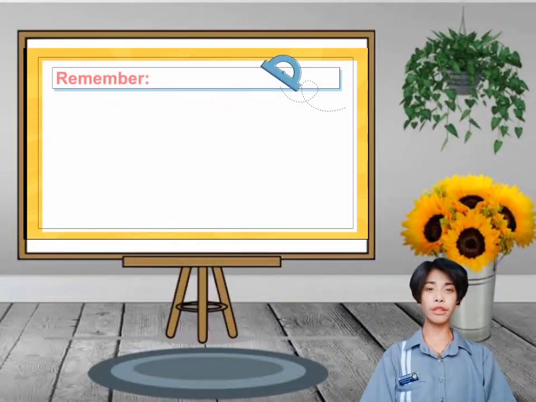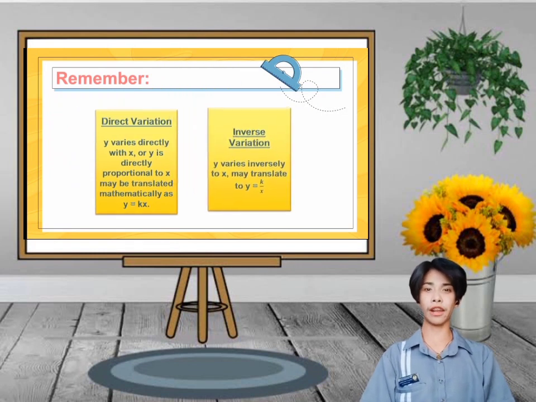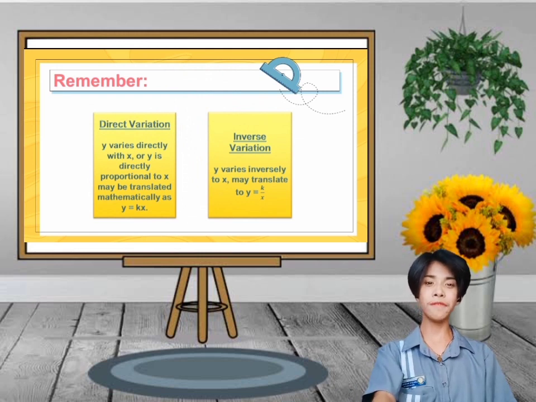Before we tackle our new discussion, let us recall direct and inverse variation. In direct variation, if y varies directly with x, or y is directly proportional to x, it may be translated mathematically as y equals kx. While in inverse variation, if y varies inversely to x, it may be translated to y equals k over x.